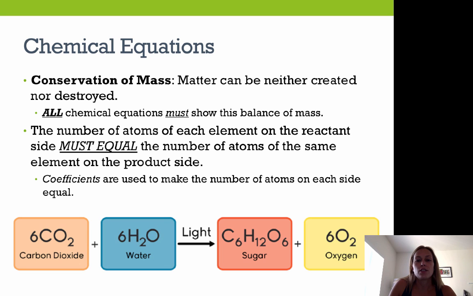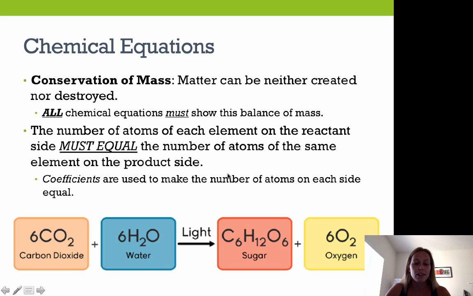So conservation of mass states that matter can be neither created nor destroyed. So all chemical equations must show a balance of mass. So what does this mean? That means the number of atoms of each element on the reactant side must equal the number of atoms of the same element on the product side. And coefficients are used in order to make the number of atoms on each side equal.